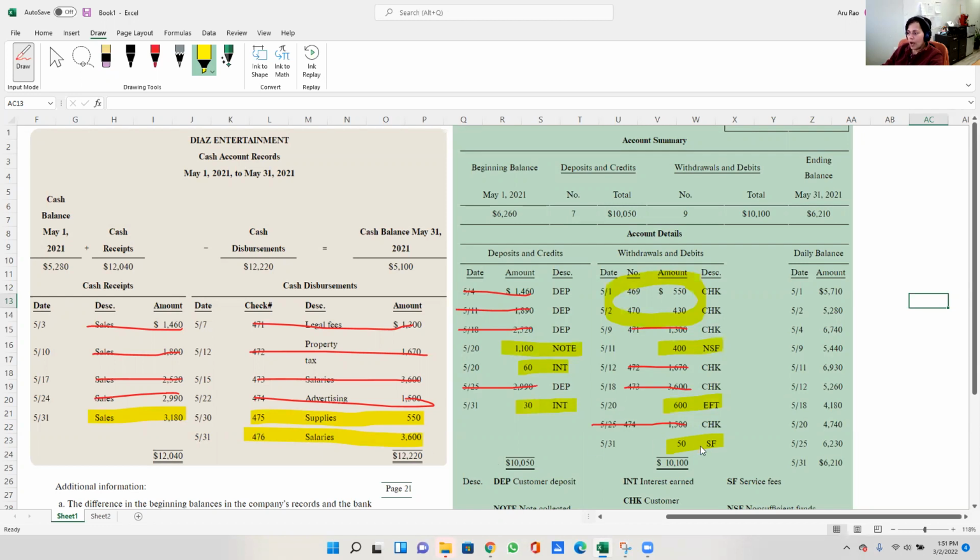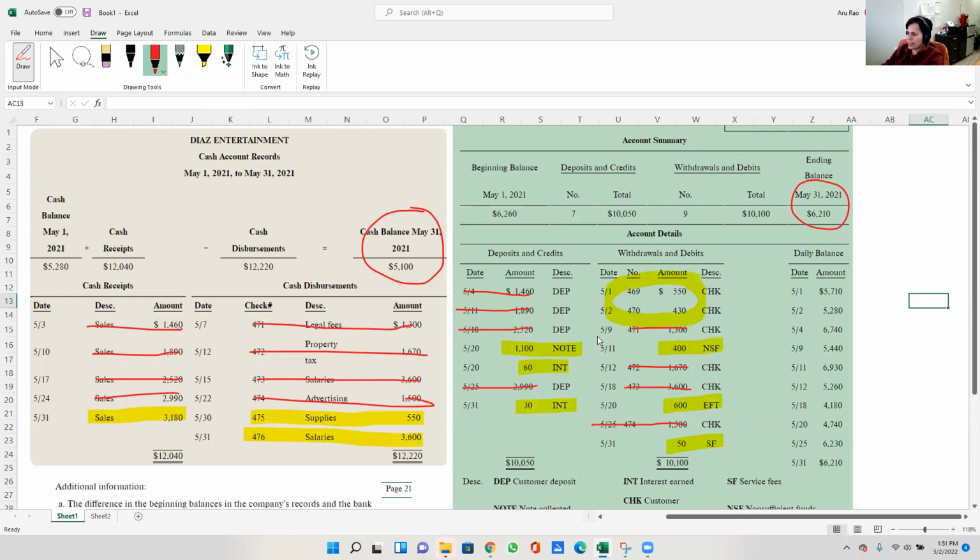Okay, so these are the items I need to reconcile. I have 1, 2, 3 over here. I have 1, 2, 3, 4, 5, 6, and there's the 7, 8. So there seems to be a whole bunch of items to reconcile. Okay, now before I go any further, I'm going to look at this number and this number. This is balance as per bank. This is balance as per our books.